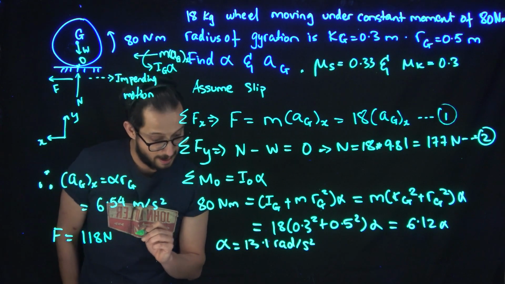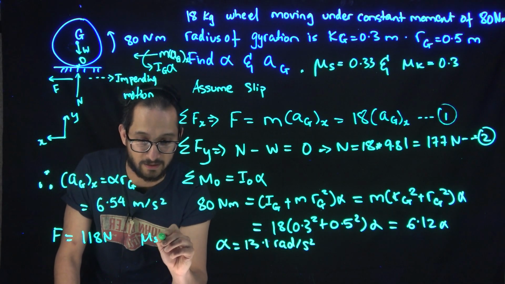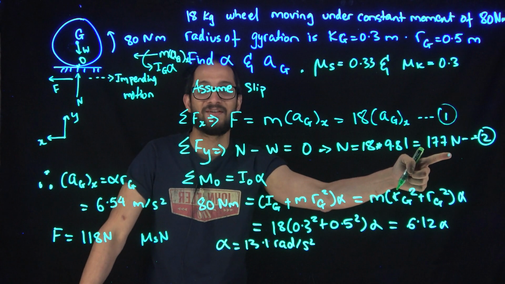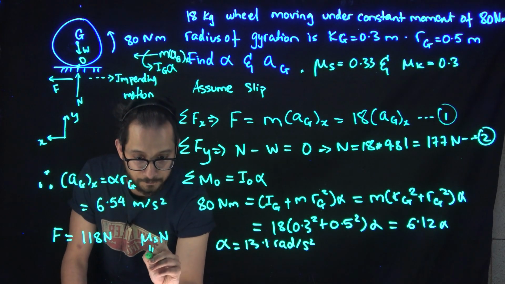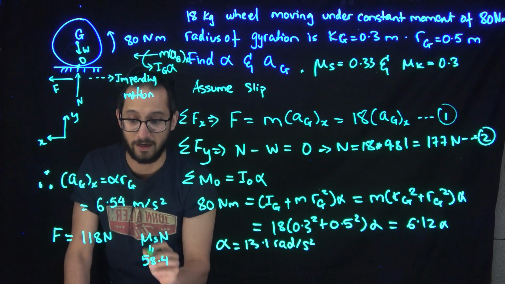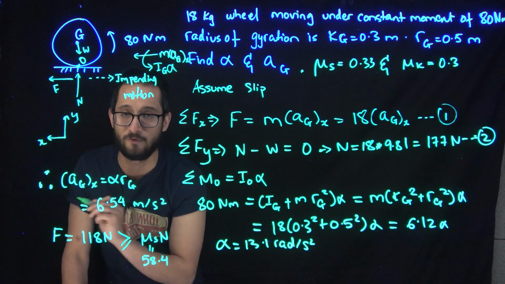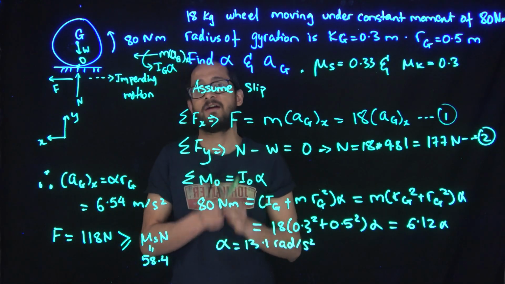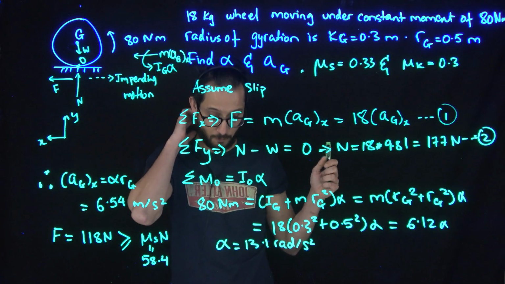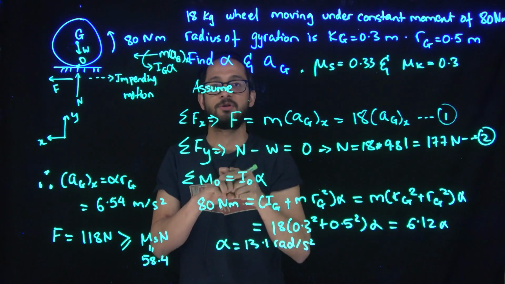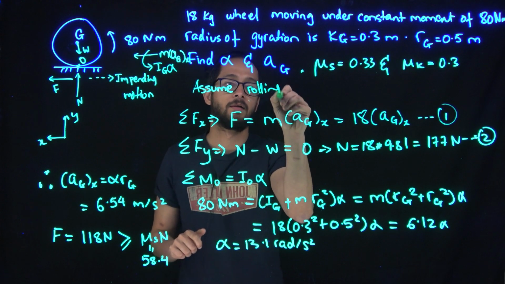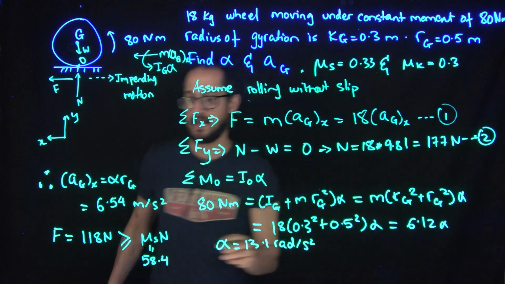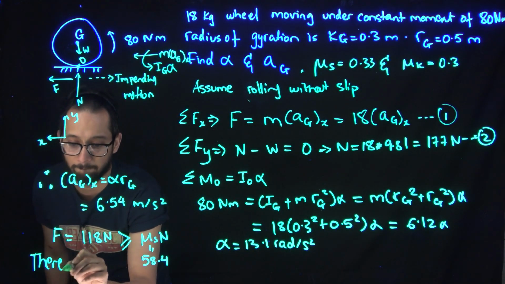Now if I look at my maximum force of static friction, mu_s times N, that is equal to 0.33 times the normal force, which is 177. That turns out to be equal to 58.4, right? So this force of friction that's needed for rolling to happen is more than the force that static friction can deliver. So rolling without slipping is not happening. The assumption I made, rolling without slip, fails, so basically there is slipping.